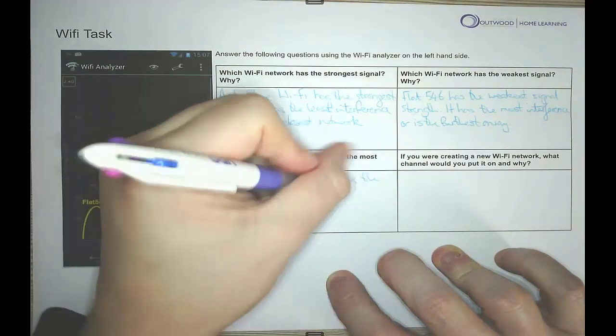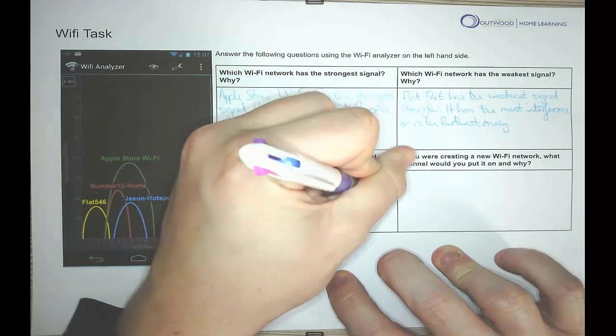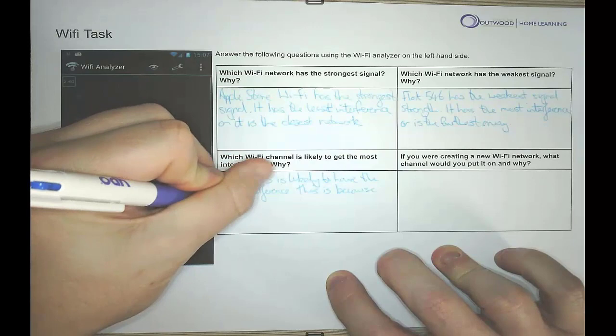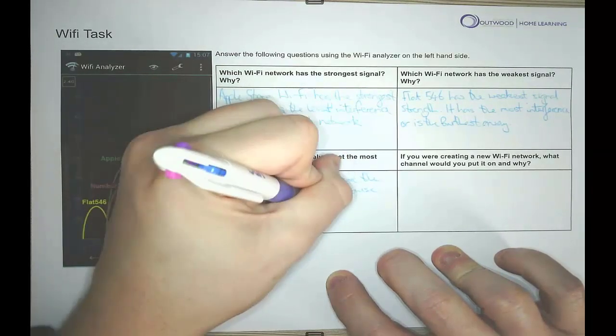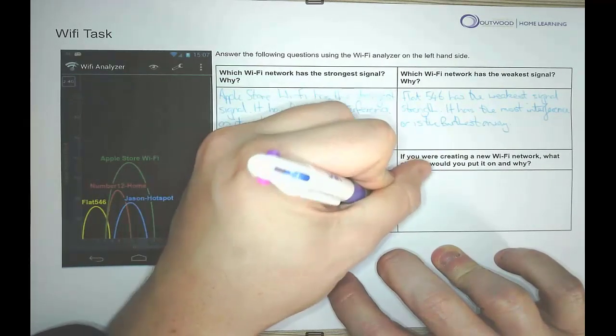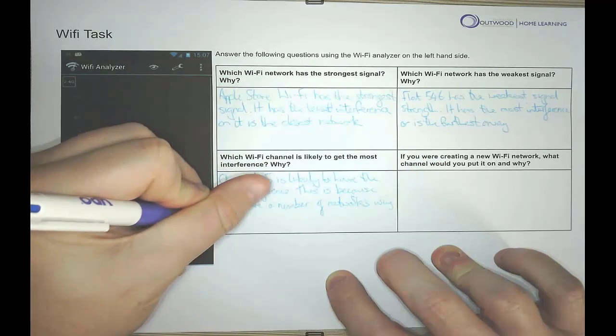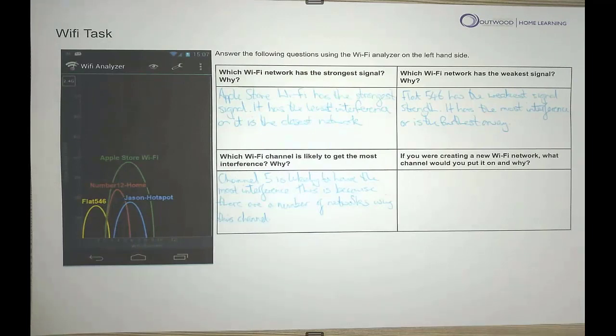Okay, and this is because there are a number of networks using this channel. However, that being said, you could probably make a reasoned argument for another channel in that case. It's all about how many networks are using that channel.